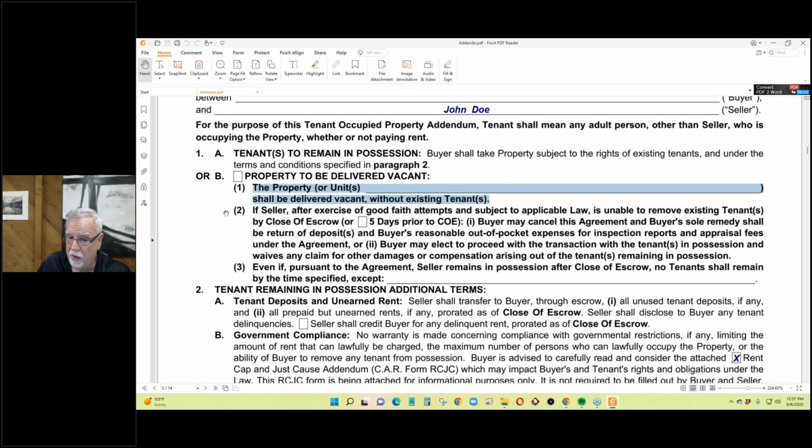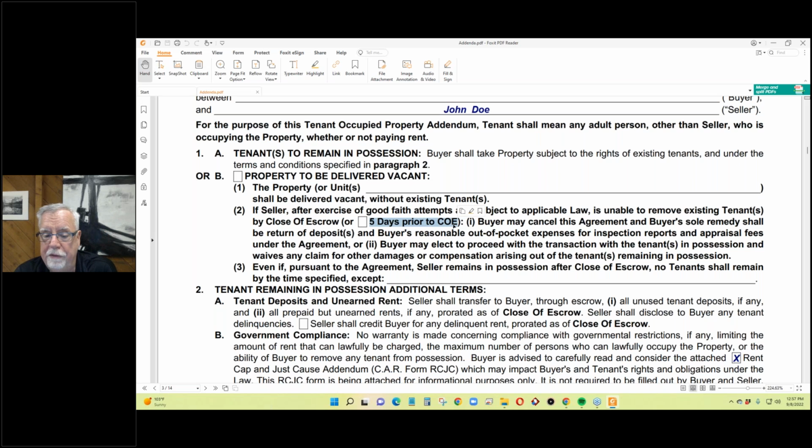So this is a promise by the seller that they're going to get rid of the tenants. Two, if after exercise of good faith attempts and subject to applicable law, the seller is unable to remove the existing tenants by close of escrow, or, and by the way, I would check this box.